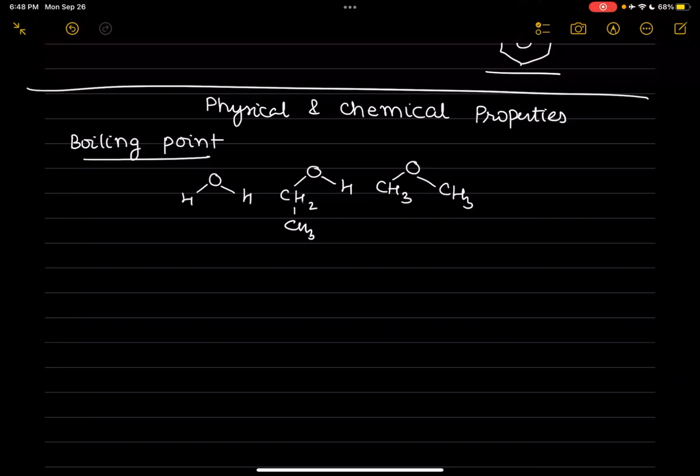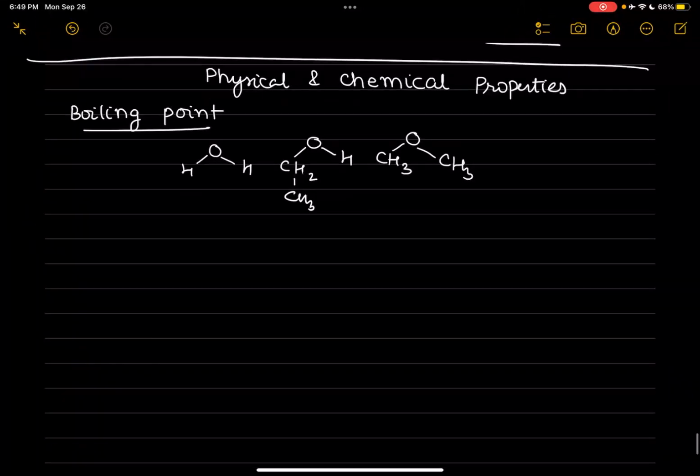Sir, I guess alcohol being the highest, then water, then ether. Look, water has a boiling point of around 100 degrees, all of us know. The alcohol has a boiling point of around 78 degrees. And ether has a boiling point of 35. Right? Clear? Yes. In this range it can vary. I'm giving you the approximate range.